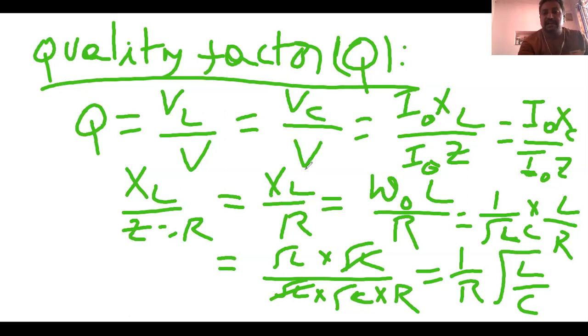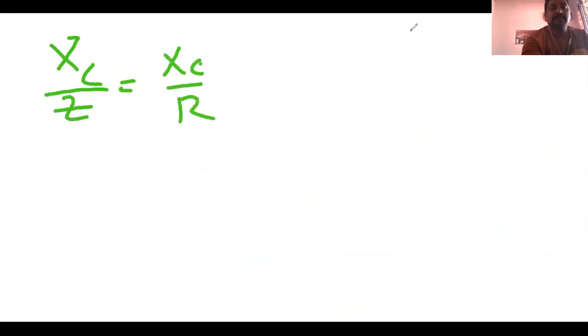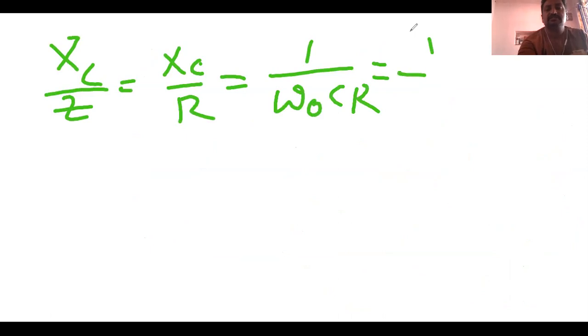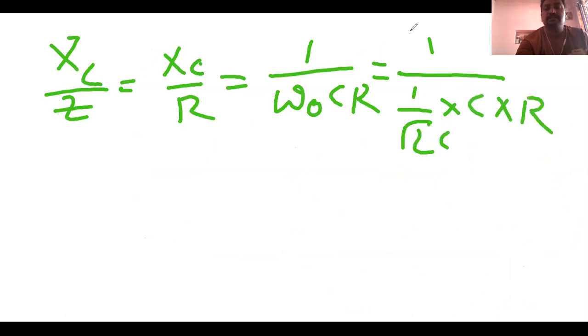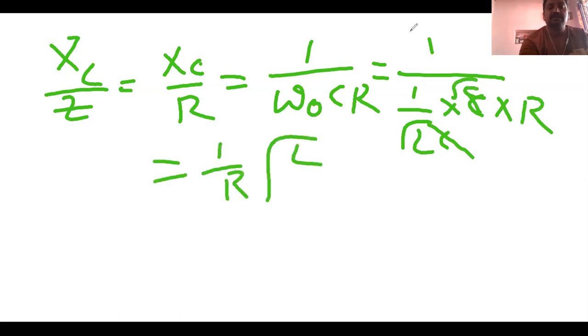And the quality factor I will again derive from XC by Z. So here, XC divided by Z. Again you know that at resonance Z is equal to R. Again you know that XC is equal to 1 by omega naught C, into R. Again we know that 1 by omega naught is equal to 1 by square root of LC into C into R. So therefore, this root C is cancelled by this root C. So therefore, Q is equal to 1 by R into square root of L by C.